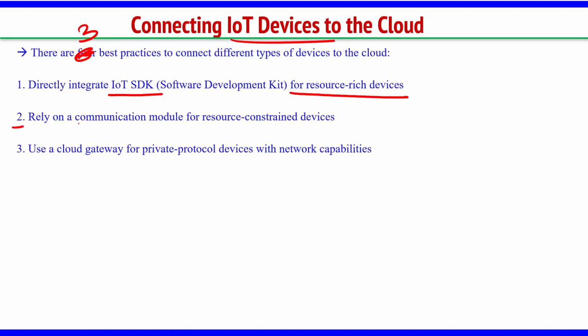Second, rely on a communication module for resource-constrained devices. For medium-level devices with very few resources, you need a communication module in between for communication between the IoT devices and the cloud. And the third one, using a cloud gateway for private protocol devices. We'll try to understand them instead of seeing them theoretically.